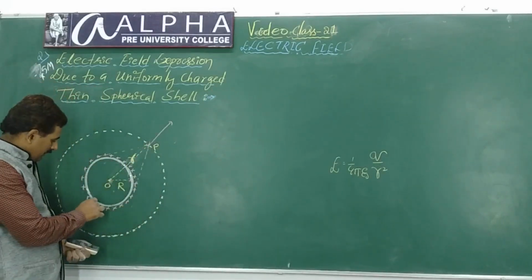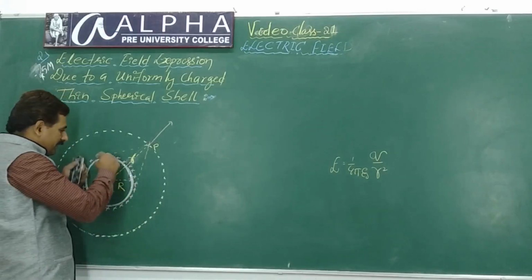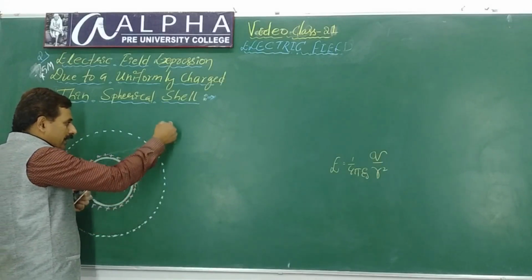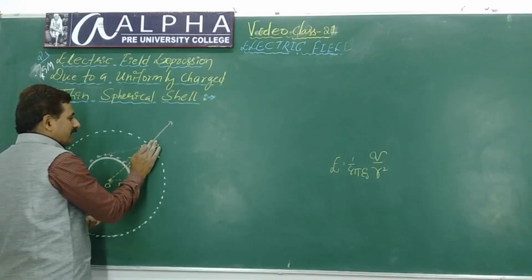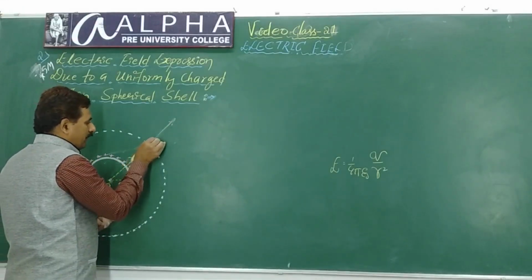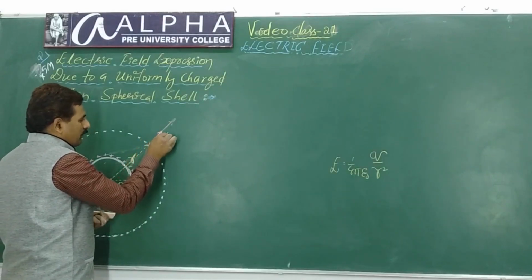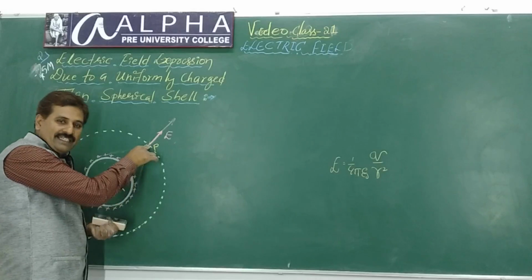Why outwards? The charge is positive. If you consider a negative charge distribution, the field will be radially inwards. Here, the field is radially outwards, students. I explained why. Remember, the field is radially outwards. Let us suppose the value of the field here is E.